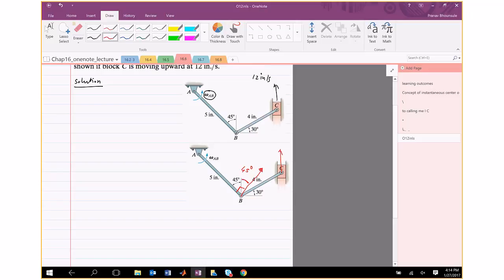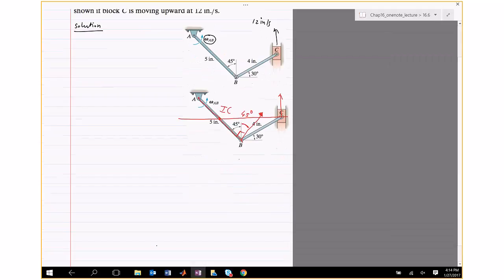Okay, now note that the instantaneous center for AB is at A because this is at 0 speed. However, we still have to find the instantaneous center for link BC. So what I do is I draw a normal to the velocity of C, and I draw a normal to this velocity vector, velocity B. It has to be on this line, and this intersection gives me the IC. Okay, so that is the IC. And I think that will help me find omega AB.